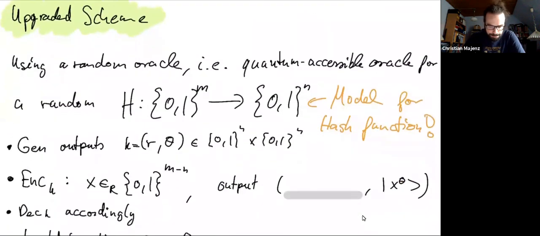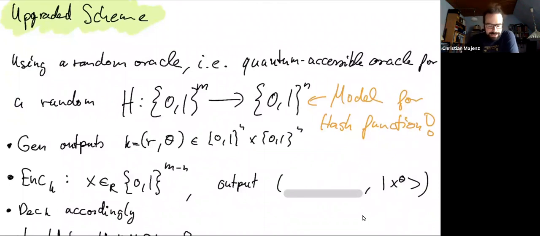So here's an upgraded scheme that works better, and it uses a random oracle. That's why the title also has the quantum random oracle model in its name. Here we make use of an oracle for a random function from m bits to n bits, and this is usually a model for a cryptographic hash function. While strictly speaking we're in fantasy land now, where we have access to this oracle for a random function, this is an accepted way of modeling the use of a cryptographic hash function.